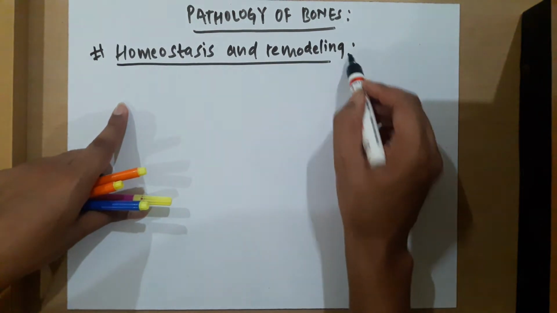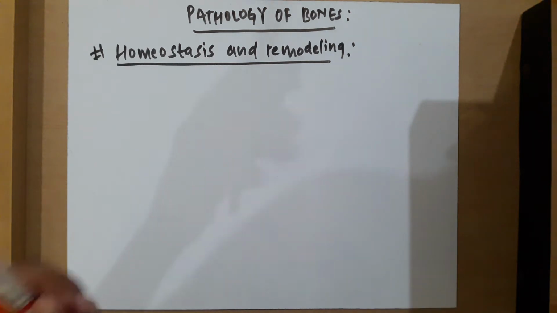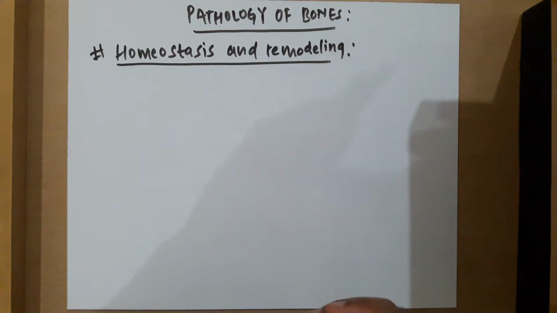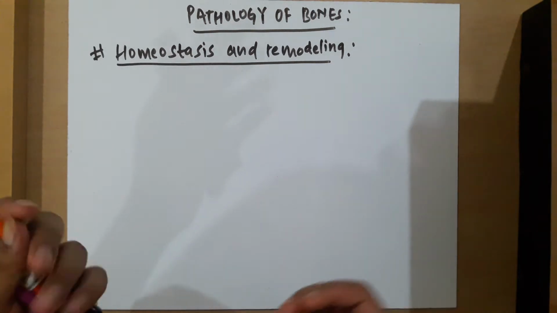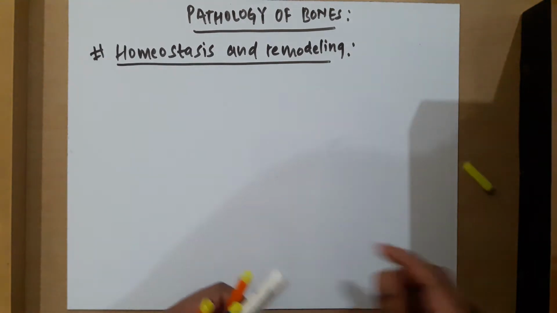So an adult skeleton is constantly turning over, and this turning over is controlled or regulated by a process called remodeling. And this remodeling takes place at microscopic level, also known as bone multicellular unit or basic multicellular unit, also known as BMU. Okay, so let's start that.